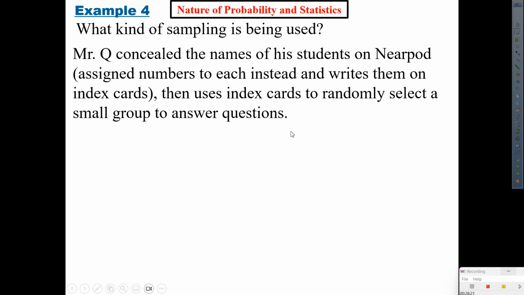Anyways, here we go. Number 4. Mr. Q concealed the names of his students on Nearpod, where there is a button to hide the names, and assigned numbers to each instead and wrote them on index cards. Then he uses the index cards to randomly select a small group to answer questions. Tell your neighbor what kind of sampling that would be. What kind of sampling is that?